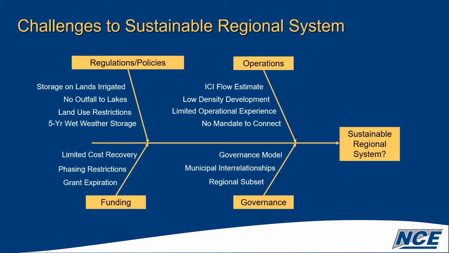And just to give you a sense, this cause and effect diagram really illustrates the 4 key areas where there are substantial challenges associated with the project. It really boils down to challenges related to regulations and policies, operations, funding sources, and ultimately the governance. In fact, they're designing or conceptualizing this project right now and have not actually decided how they're going to operate this system. And that's a real challenge.